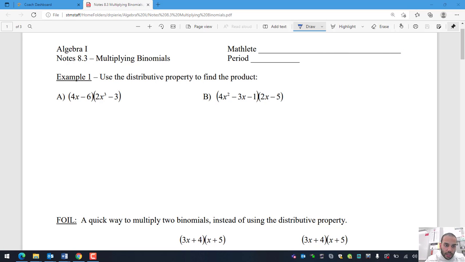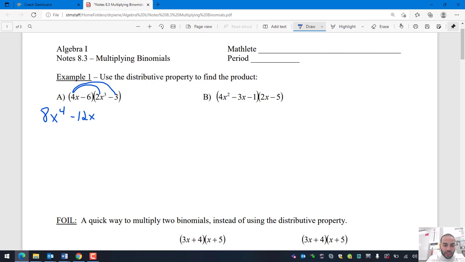As I start distributing, I've got to make sure that every single piece distributes to the second polynomial. So watch how I do this. I'm going to have 4x times 2x cubed, and I'll do that immediately. 4 times 2 is 8, and then x times x cubed, add the exponents, it should be x to the 4th power. Then this 4x also is going to distribute to that negative 3. I'll have 4x times negative 3. 4 times negative 3 is negative 12, and then I've got the x on top of it, minus 12x.